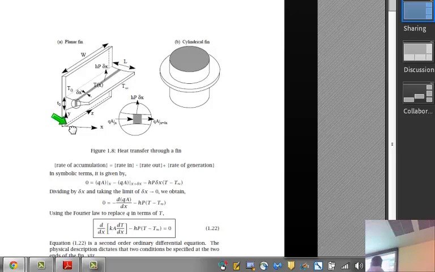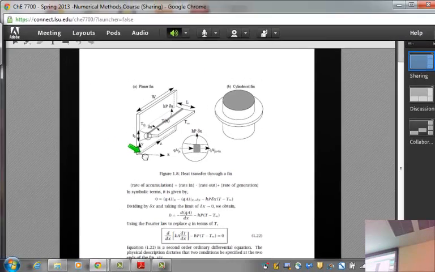So how do we analyze the efficiency of a particular fin? How do we design a fin with this particular geometric configuration that optimizes? When I say optimizes, you need to have an objective function. So you want to maximize the heat transfer while minimizing, for example, the amount of material that you used, the weight, for example.